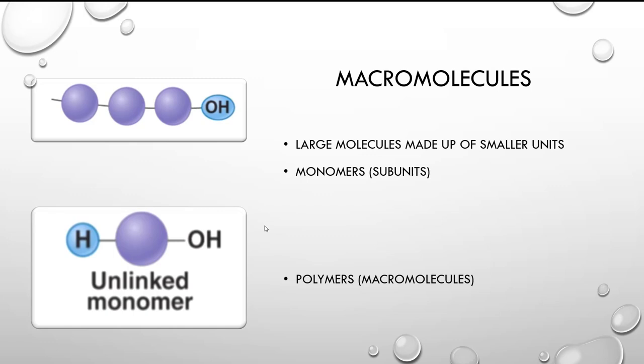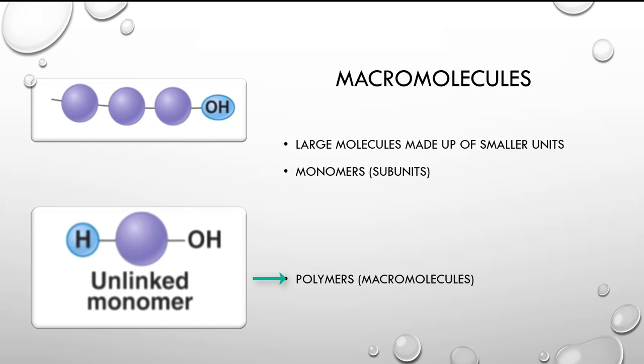Now that we know about our functional groups, let's talk about how we take a couple of small molecules and connect them to make a macromolecule. Think macro means large. So large molecules, and those large molecules are actually made up of what we call monomers. Monomers are just subunits of a polymer, a macromolecule.